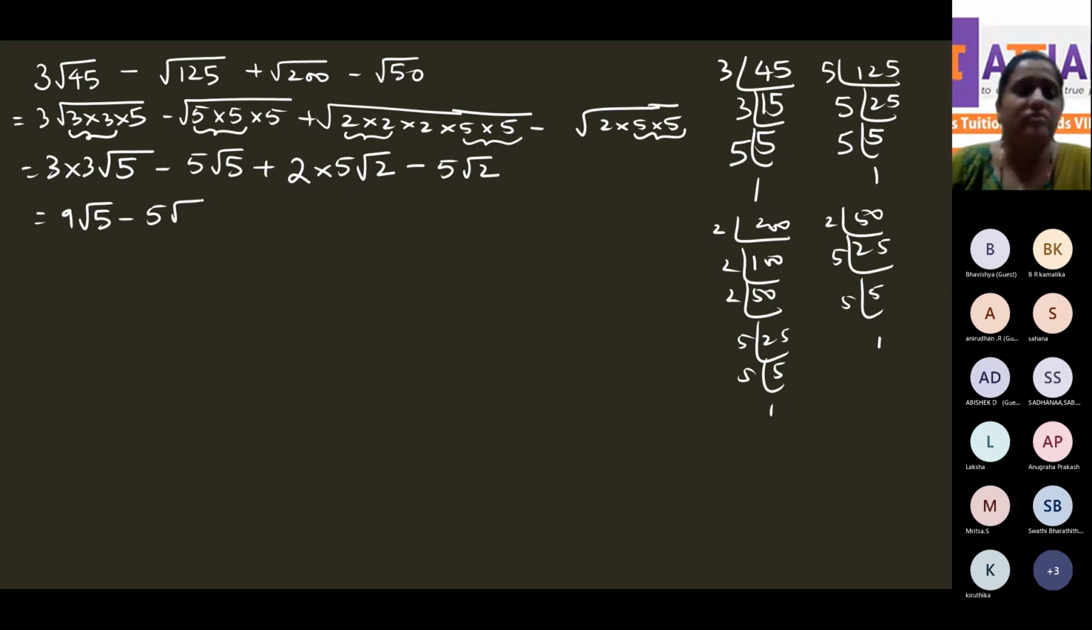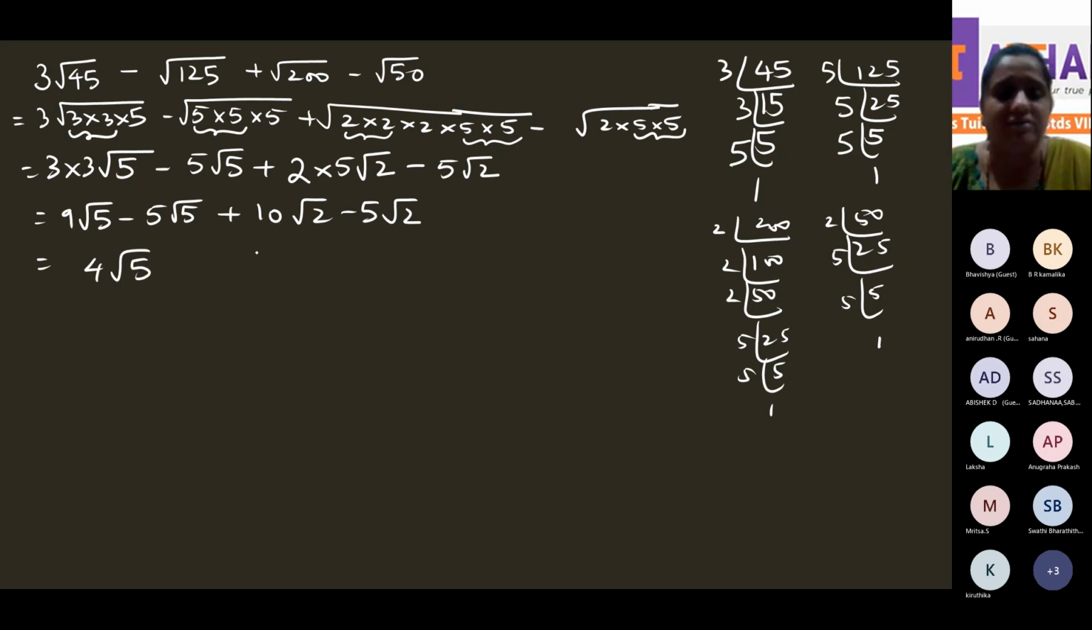Minus 5 root 5. So you got the same thing there, no? 2 5s are 10. 2 5s are 10 root 2 minus 5 root 2. So this is 9 minus 5, 4 root 5. 10 minus 5 is 5 root 2. Exactly what you got earlier. The only difference is the way you break down these numbers 45, 125, 250.